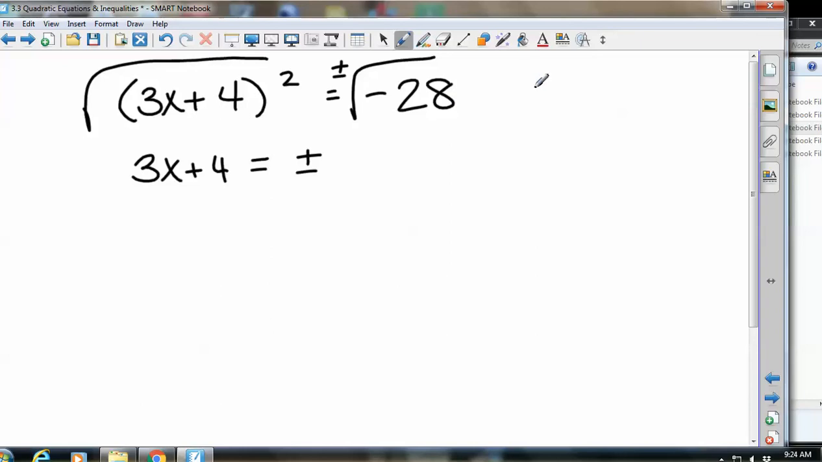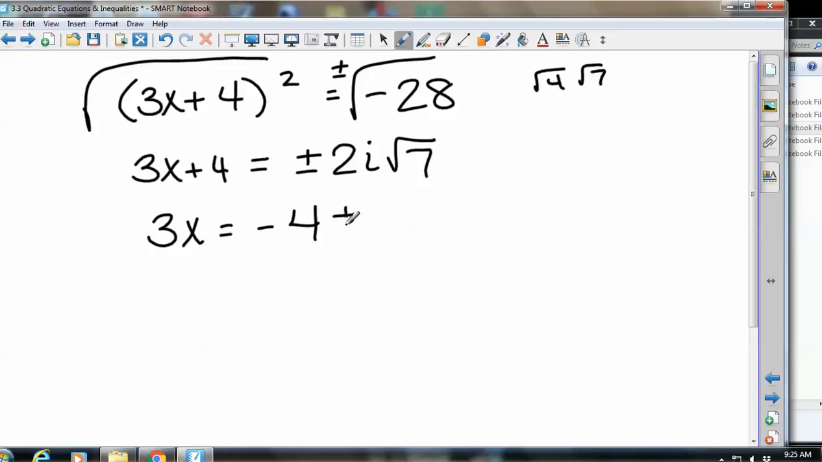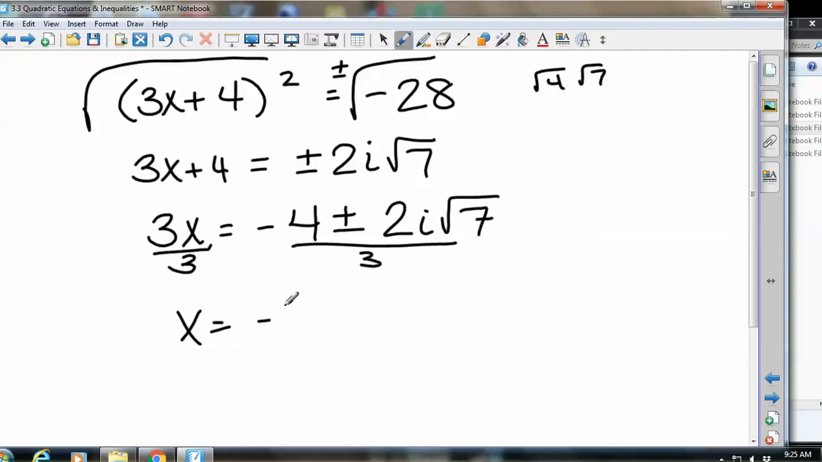What does it break into? So square root of 4 is 2. It was a negative, so 2i radical 7. Now what would you do? Subtract 4. Where is that going to go? If I put it here, can you actually add it with the 2? No, because they are not like terms. So you just have to leave it like this. Then what would we do? So negative 4 over 3 plus or minus 2i radical 7 over 3.